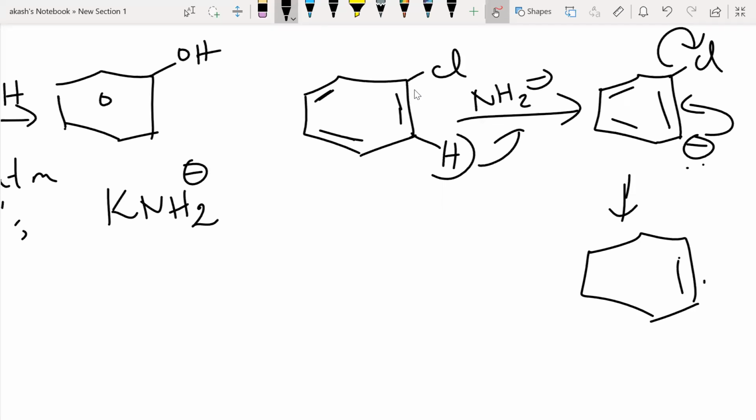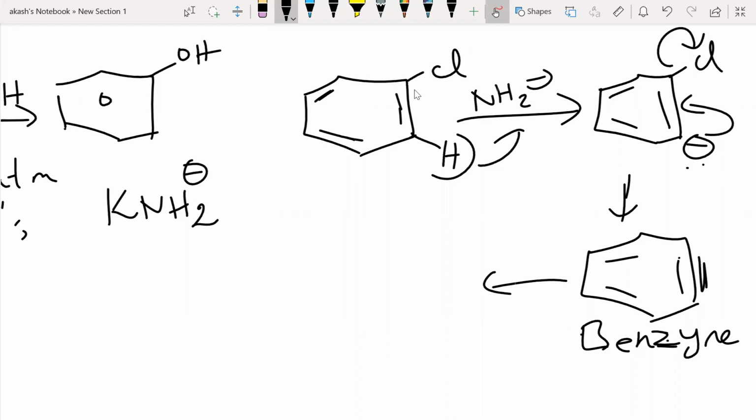So you will have a triple bond. Now this is what is called benzyne. A benzene ring with one extra bond, rather than a double bond I'm going to have a triple bond. This is an intermediate. So I hope you understand how it forms. First, the H plus is removed, forms a negative charge, and that negative charge forms the bond, thereby eliminating the Cl minus.